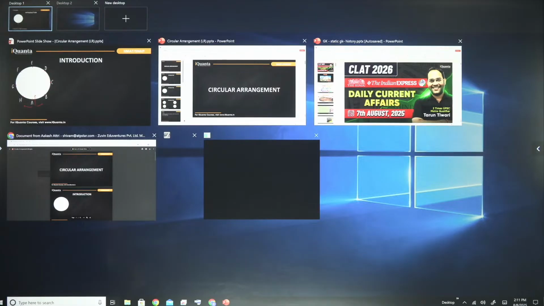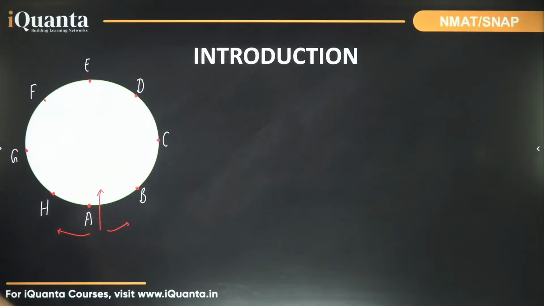Okay, not so many replies. Yes, Siddhant, you're right. The right of A has to be B. That's true. Okay.